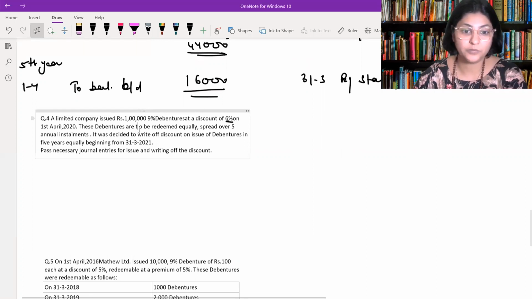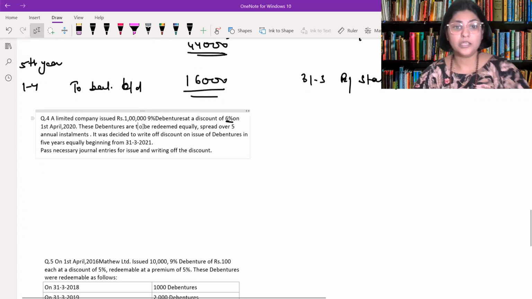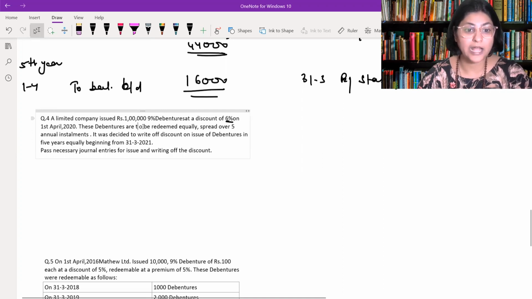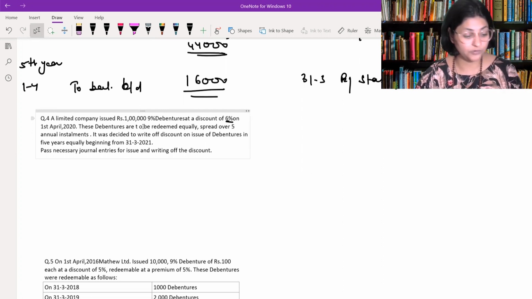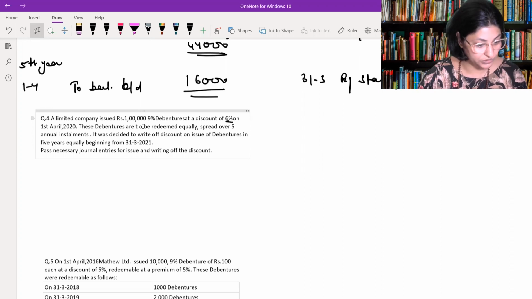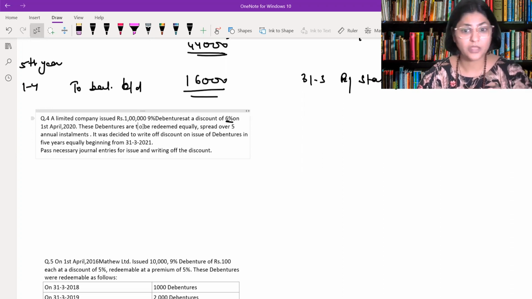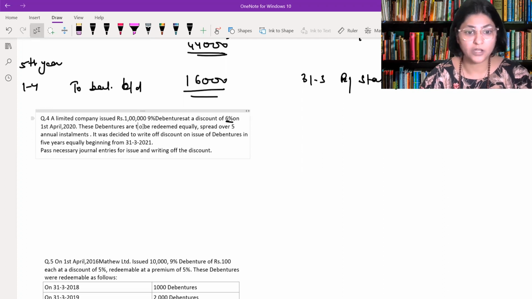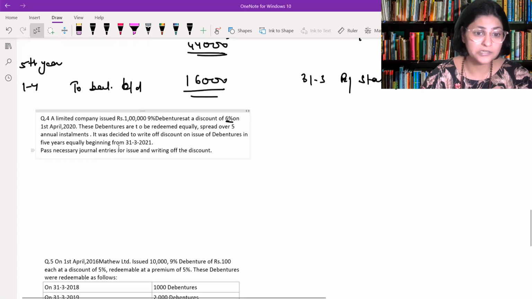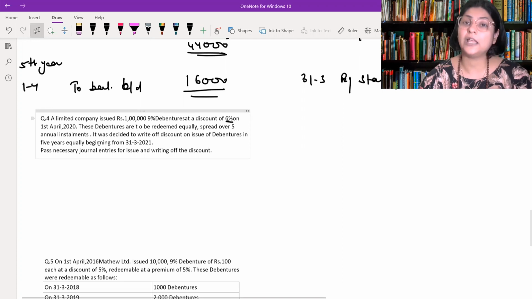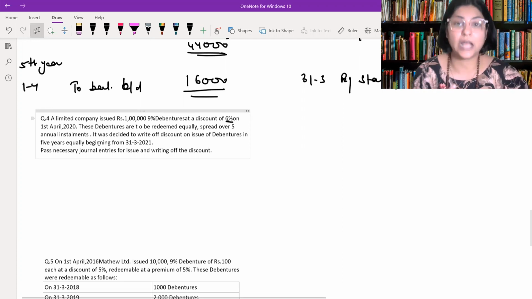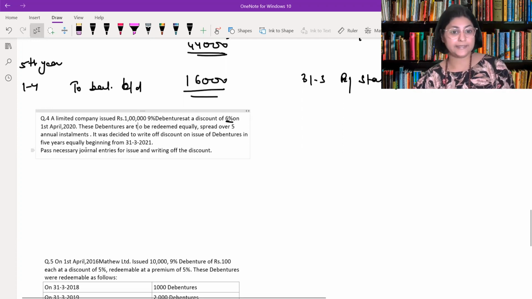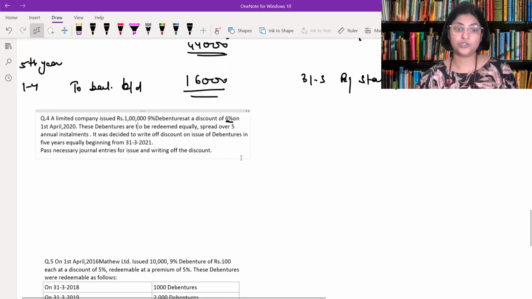These debentures were to be redeemed equally spread over 5 annual installments. It was decided to write off loss on issue of debentures in 5 equal annual installments, beginning from 31st March 2021. Means at the end of the current year in which the debentures are issued. Now let us see what is the requirement of the question? Pass necessary journal entries for issue and writing off the discount.